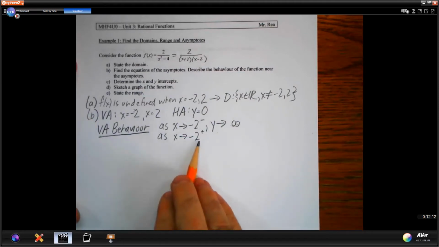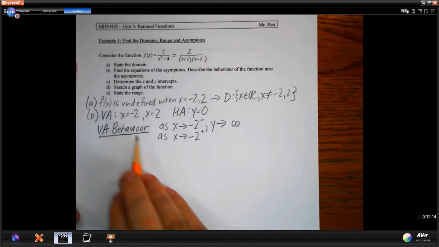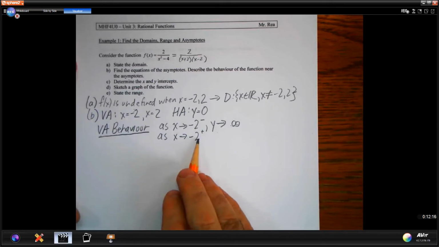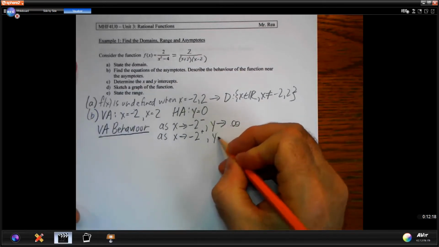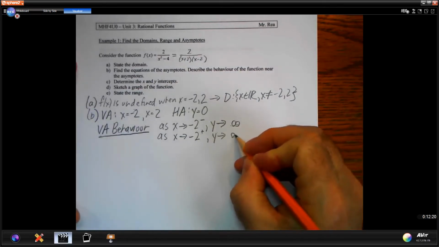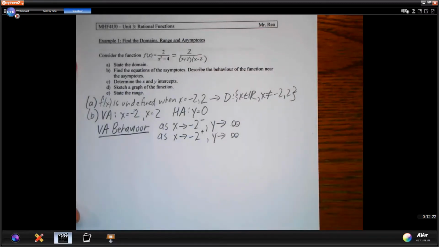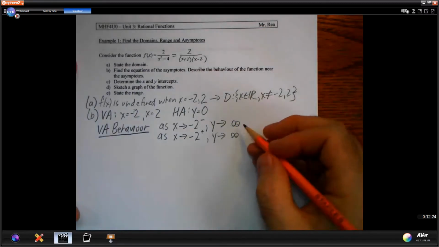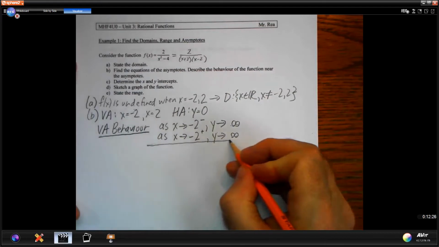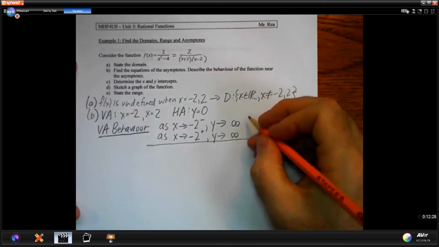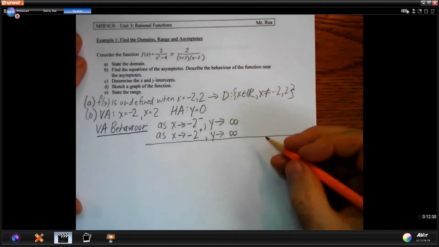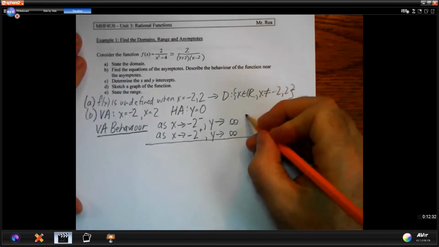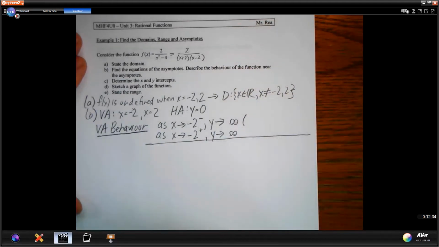So the second one for that vertical asymptote would be as x approaches -2 from the positive side, y will approach either positive or negative infinity, and we're going to figure out which one it is right now. Okay, so remember, same work we did last lesson.